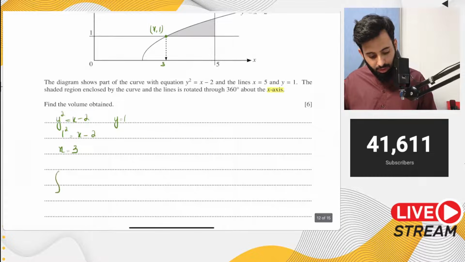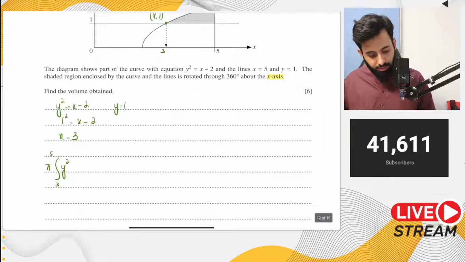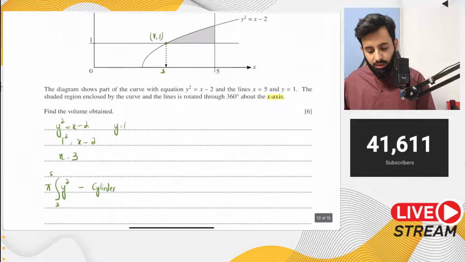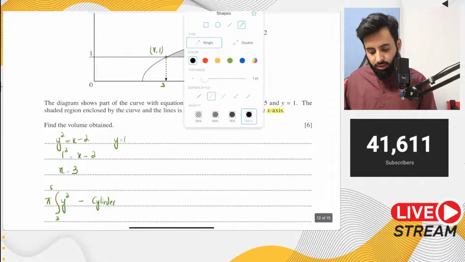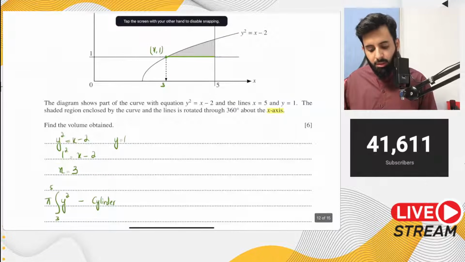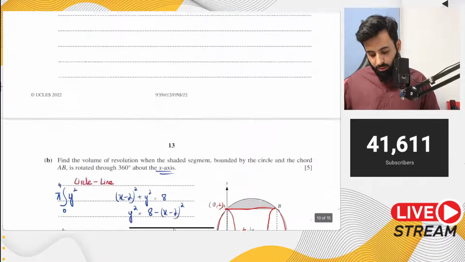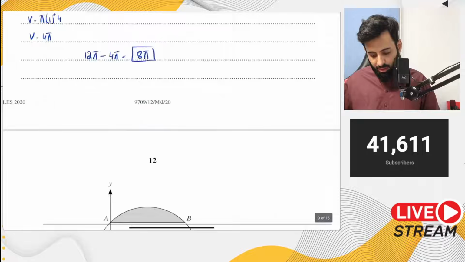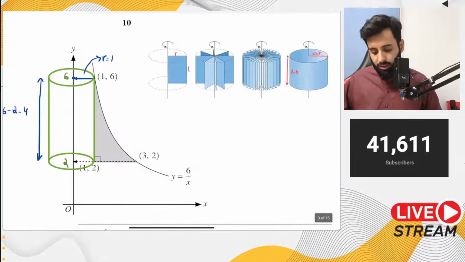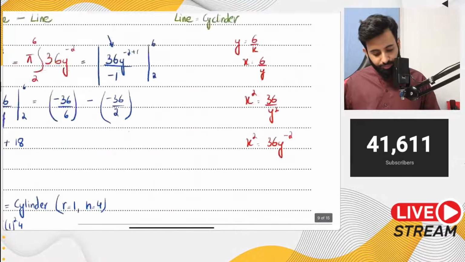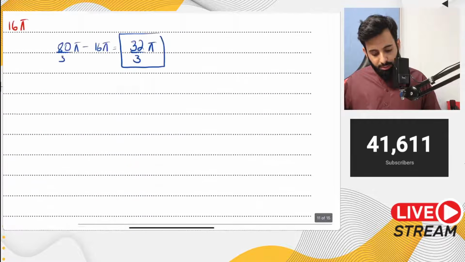Now that we know our limits, because we're integrating about the x-axis, we're going to integrate y square within the limits 5 and 3 and multiply it by pi. Not only that, from it we will subtract the volume of the cylinder. Why cylinder? Because this line, if you rotate 360 degrees, like I explained earlier, gives a cylinder. I drew something over here, although it's quite hideous, it's a better representation of what I'm saying. Okay, we'll talk about the cylinder later.